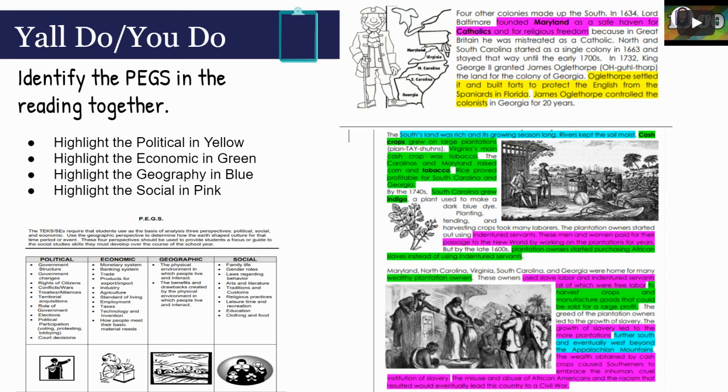So we know that cash crops grew on large plantations. Virginia's main crop was tobacco, a cash crop. We call these cash crops. North Carolina and Maryland raised corn and tobacco. Rice proved profitable in South Carolina and in Georgia. By the 1740s, South Carolina grew indigo, which was a plant used to make a dark blue dye. Planting, tending, and harvesting crops took many laborers, so the plantation owners started using indentured servants. These men and women paid for their passage to the New World by working on the plantations for years.